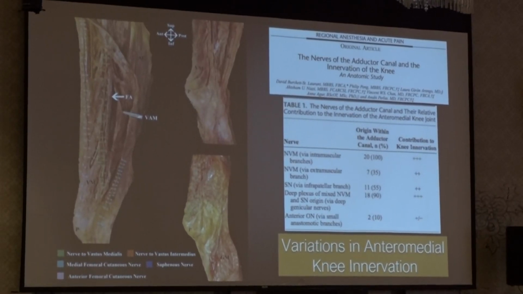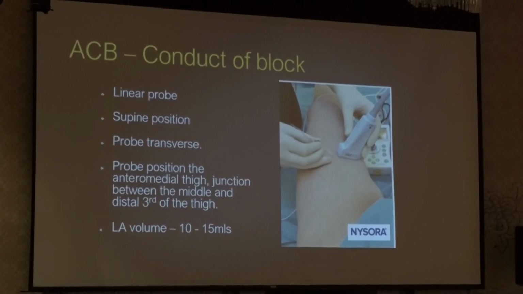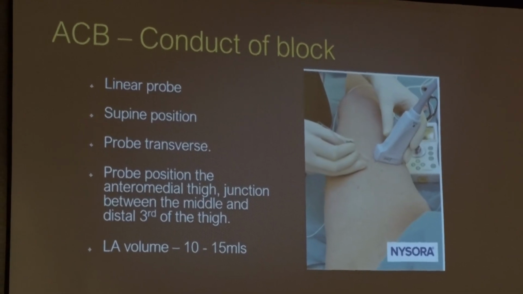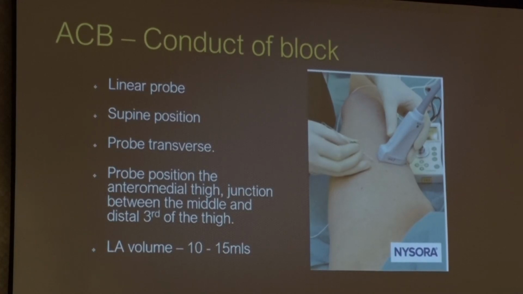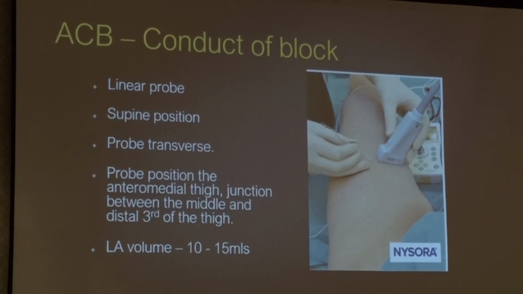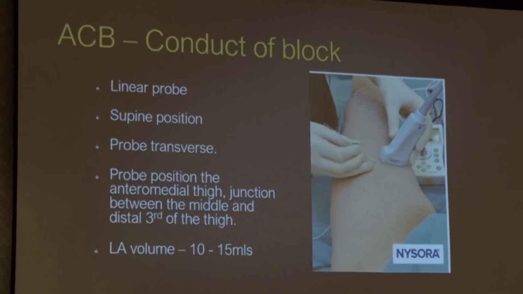All right, so with this, how do we do the adductor canal block? Very simple. You put the linear probe at the anteromedial aspect of the thigh. This diagram here. So I remember when I first did this block was back in 2017, 2016 in Selayang Hospital.